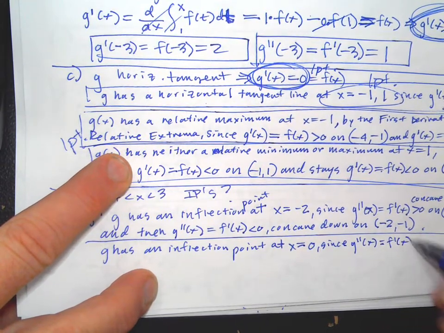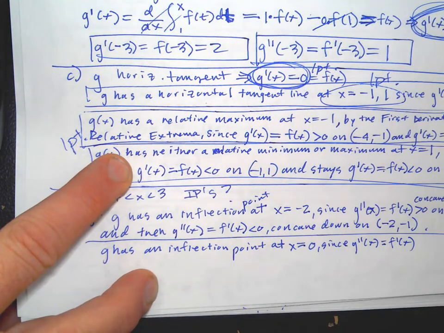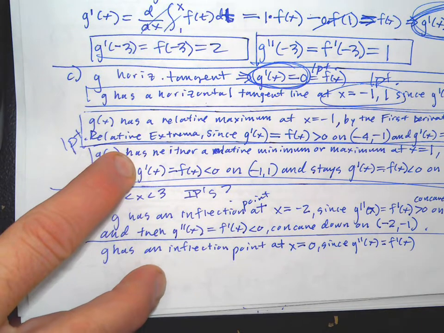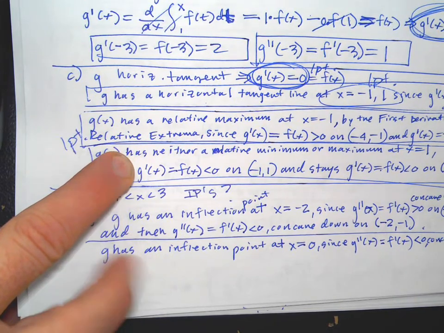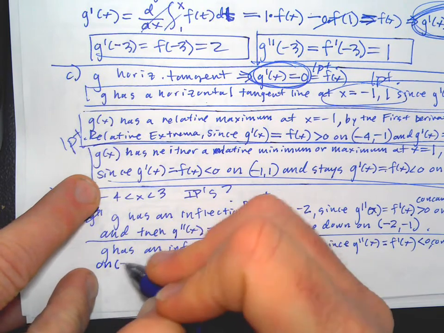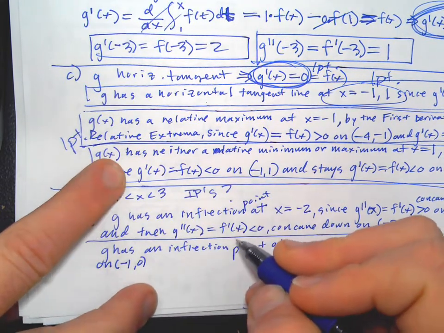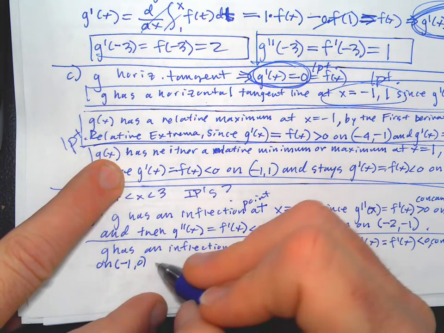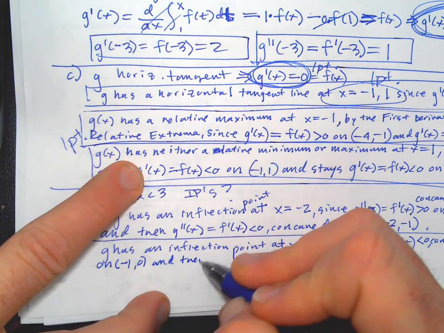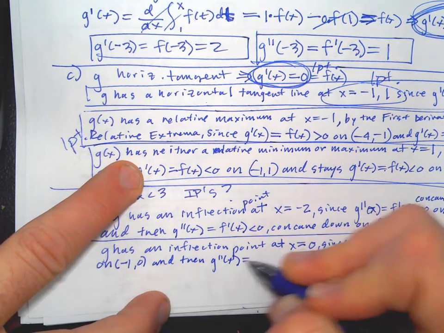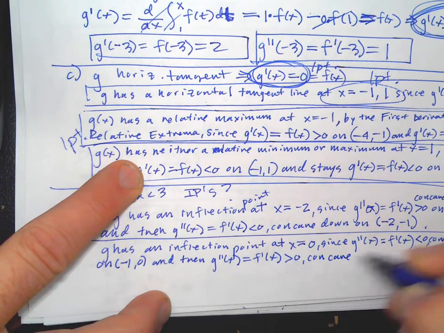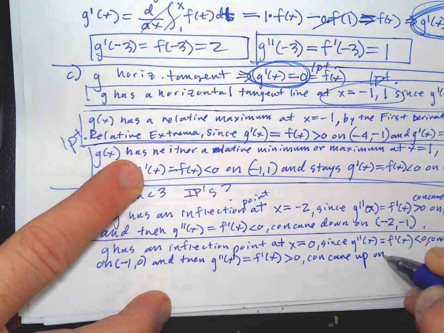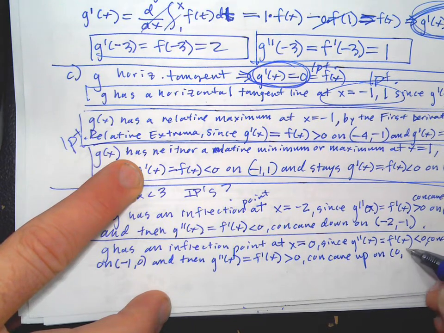You got to keep tying it back to f, because that's the information they gave you, is negative on the interval, negative, concave down on the interval negative 1 to 0. I wouldn't say negative 2 to 0 because it's not concave down at negative 1. Negative 1 to 0. And then g double prime of x equals f prime of x is positive, concave up on the interval 0 to 1.